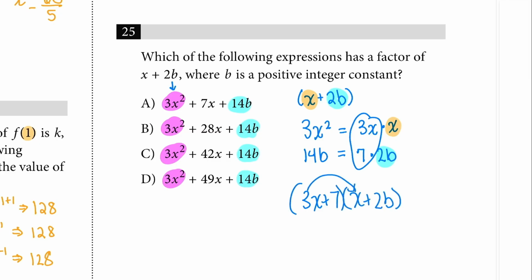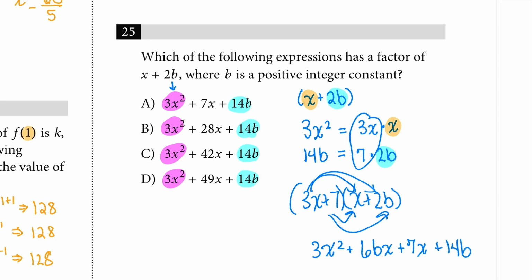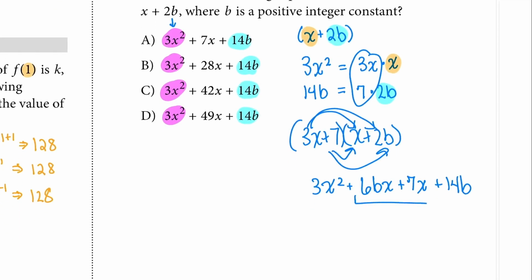Then when we distribute, in other words, when we FOIL, we're going to get 3x squared plus 6bx plus 7x plus 14b. So our options here, when we add these together, are going to be set equal to this. Let's take a look at this a little further. These two terms both have an x in common, so let's go ahead and factor that out. We have 6b plus 7 as the entire constant.